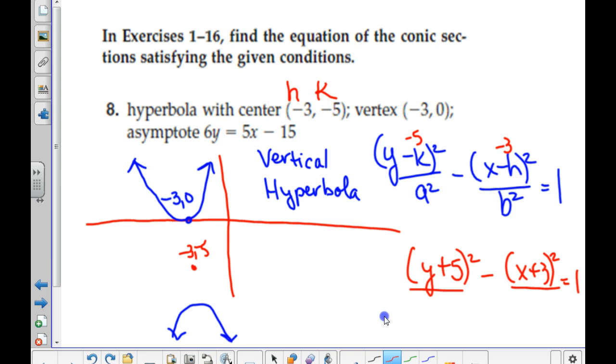Anybody know the one other piece of information we already know? The direction up and down, the distance that this went from (-3, -5) to (-3, 0) was 5 units. That's in the y direction, so this is 5 squared, or a is 5. So that's going to be a 25 in a minute when we simplify everything down. Then, any ideas where to go from there?